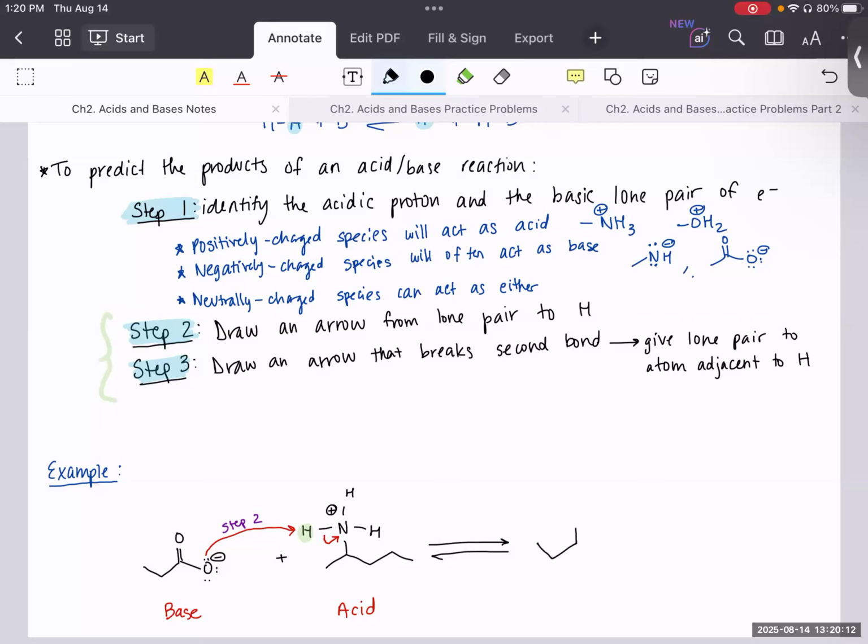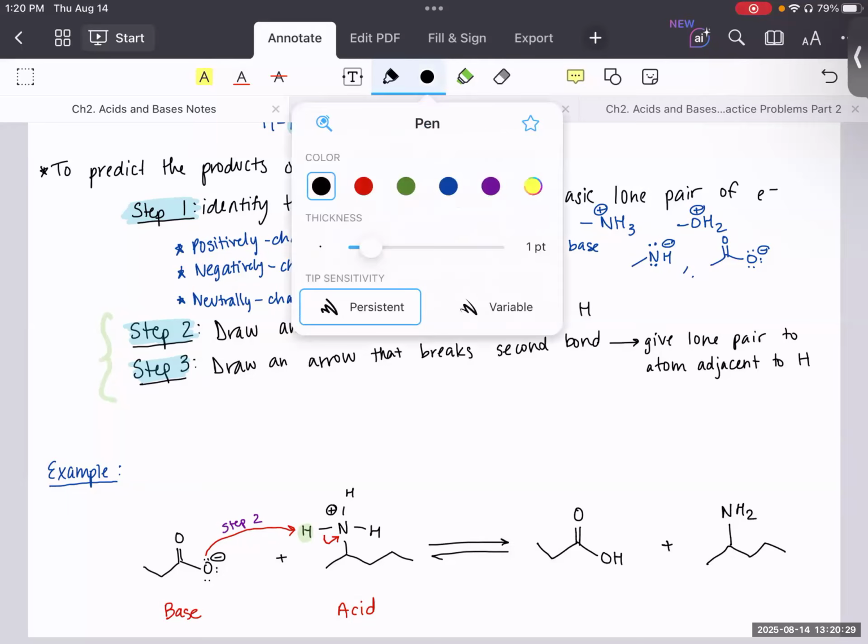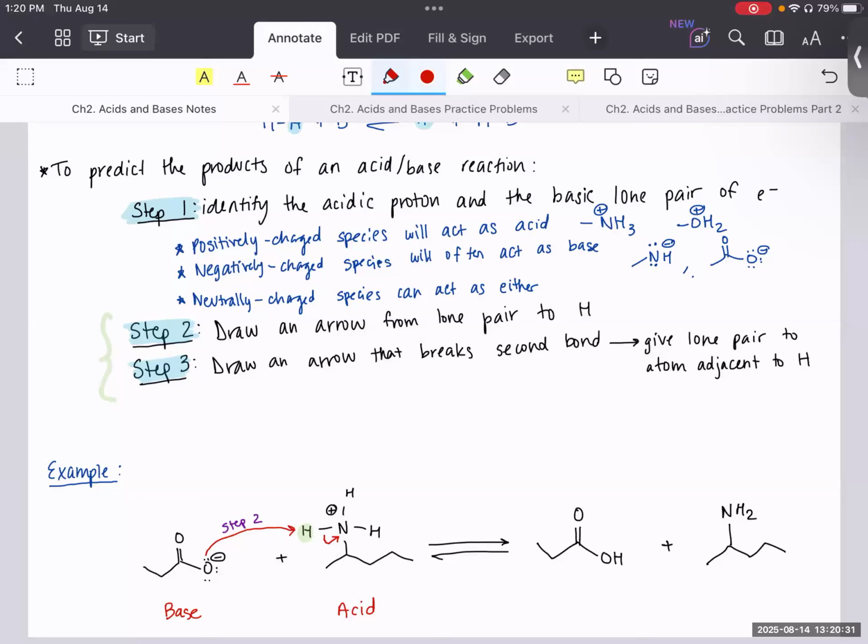And so to draw our products, all we're doing is just redrawing the initial species, but we're just placing that hydrogen on the other reagent now. And what we'll notice is that we started with a negative and a positively charged species and ended up with 2 neutrally charged species. And now we can label our conjugate acid and our conjugate base.